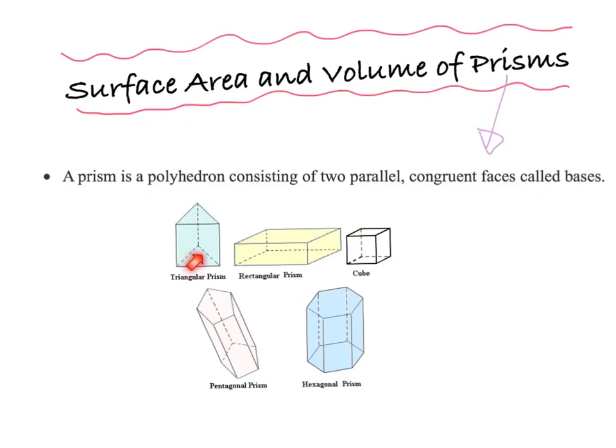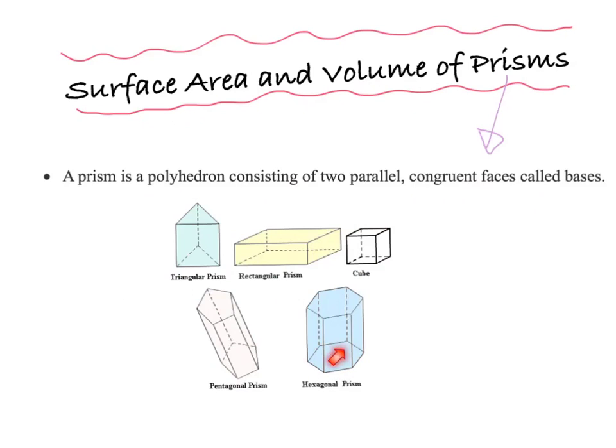You can see a triangular prism, the two bases are the triangles, and then they're connected by these rectangular faces. Here we have a rectangular prism. You can see the two bases are rectangles, and then these are all the rest of the faces. Here's a cube. The two bases are squares, and then all the rest of them are faces. And then we have a pentagonal prism. The two bases are pentagons, and they're connected by rectangular sides or faces.